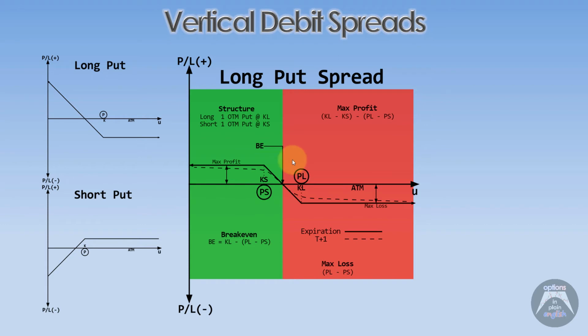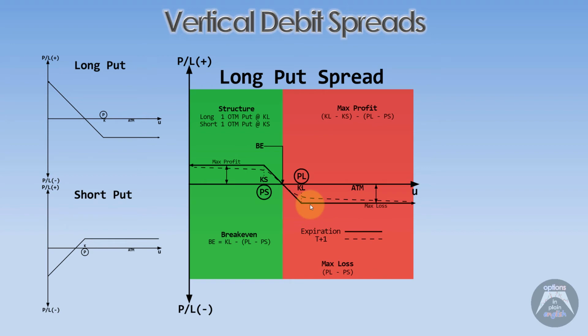So let's go through it very quickly. The structure is long one out of the money put at KL, so long this put, short another put at a lower price. And keep in mind, these have to be in the same expiration, same number of contracts. So long this put at KL, short this put at KS. The initial investment is going to be the cost of the put that you're long minus the cost of the put that you're short, because you're going to be receiving it as credit. So that's going to be your max loss.